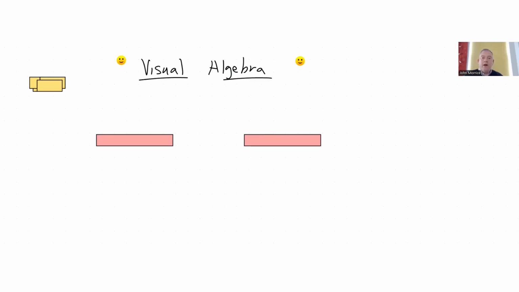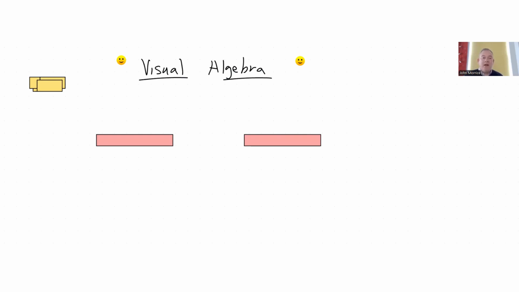Hello, everyone. I thought today we would do some fun algebra. We'll make it a bit more visual, because I think learning algebra visually is a really good way to start. So here we go. I've got some cool looking blocks here, some rectangles, and I'm going to pick an equation.